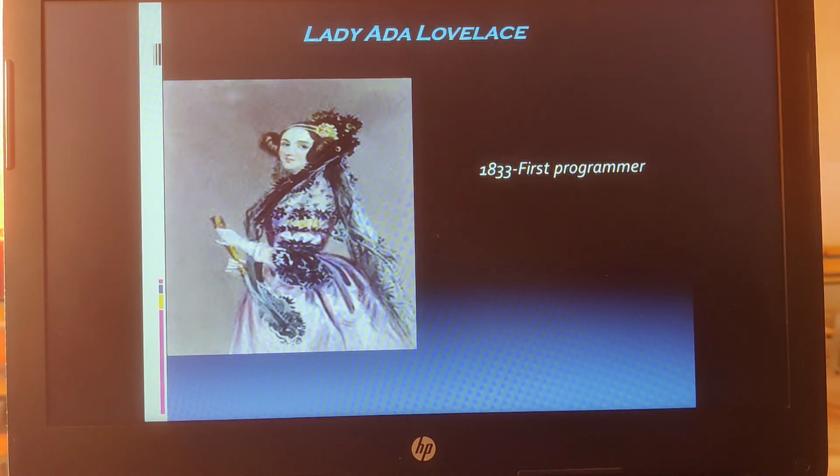So students, we have seen the evolution of computers. One more device has been left out, that is the Hollerith tabulating machine, which we will complete in our next video. Thank you students.